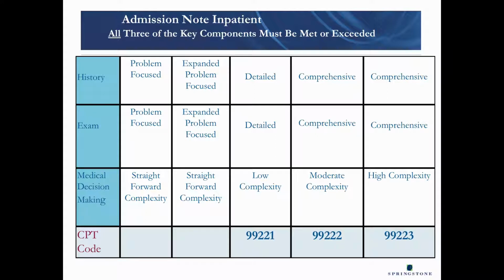This is an example of what you need to bill at the different CPT code levels. This is for an inpatient. And one of the rules is that for your initial codes, like the initial inpatient day codes, you need all three of the key components to be met or exceeded in order to bill at that level. So what would that look like?